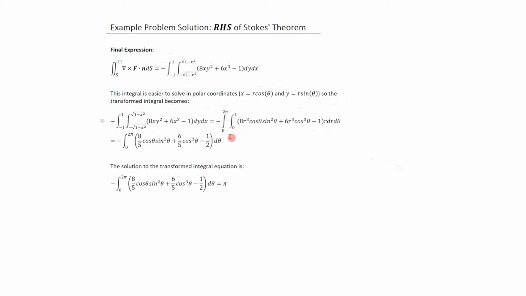After integrating with respect to r, we end up with this expression, and the last step is to integrate with respect to θ. So finally, we end up with an answer of π. If you work through this, you'll have to use some trigonometric identities to get into a suitable form, but the final answer in this case is π.